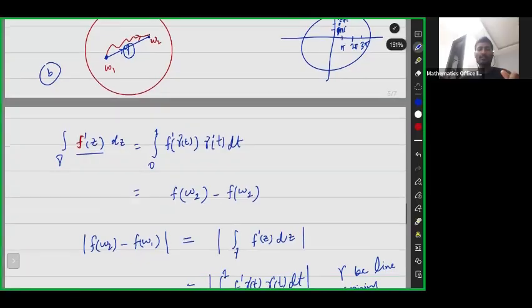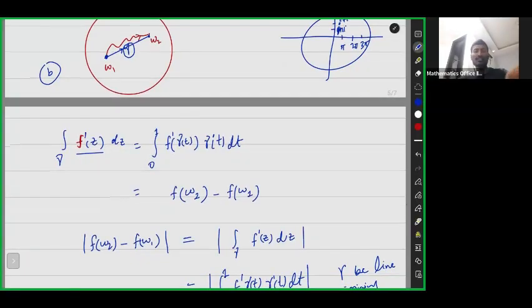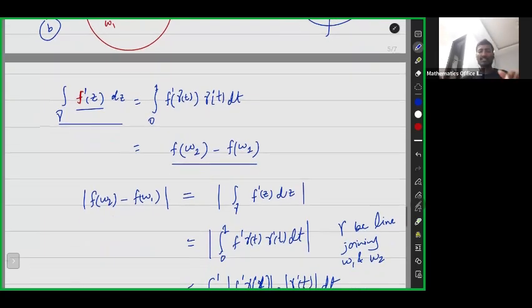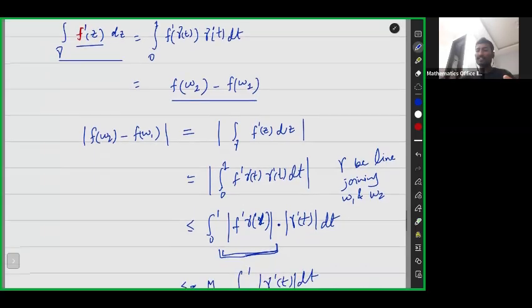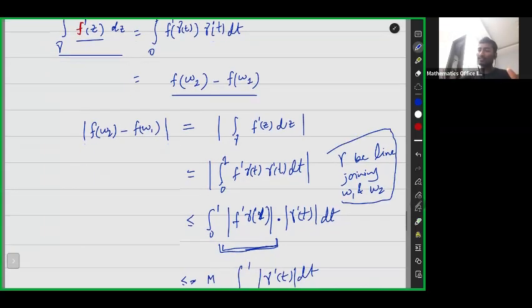So once more, let me recall this. The integral along any curve would have been calculated because f prime has an antiderivative, which is f. So when we calculated the integral of f prime z using the antiderivative method, we got this integral equal to this. Now what we are doing is taking the modulus of this integral. So we get the modulus of f of w2 minus f of w1 is equal to the modulus of the integral, and we are taking gamma as the line joining w1 and w2.